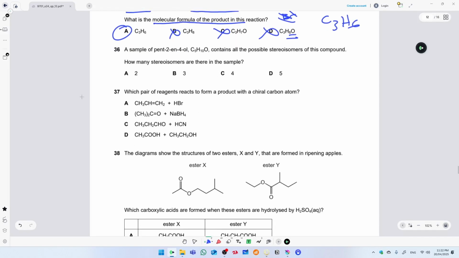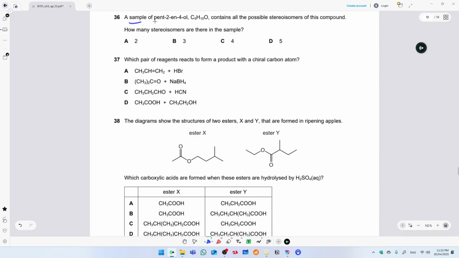It forms an alkene. A sample of pent-2-ene-4-ol contains all the possible stereoisomers of this compound. How many stereoisomers are there in the sample? Pent, 2-ene, 4-ol. 1, 2, 3, 4-ol. Okay.